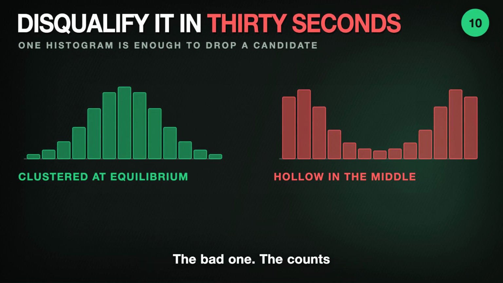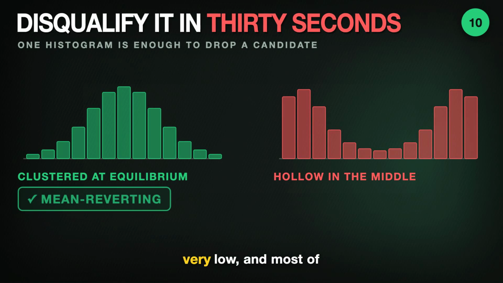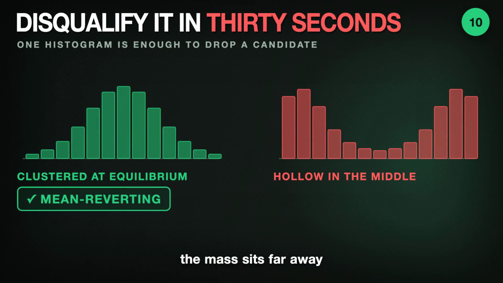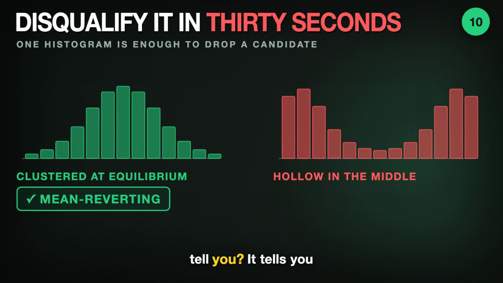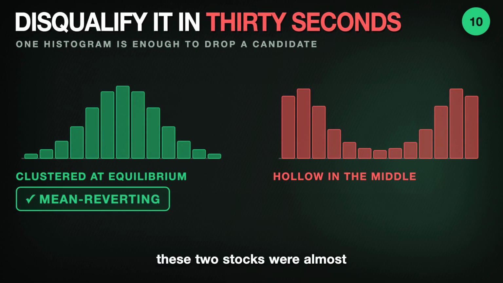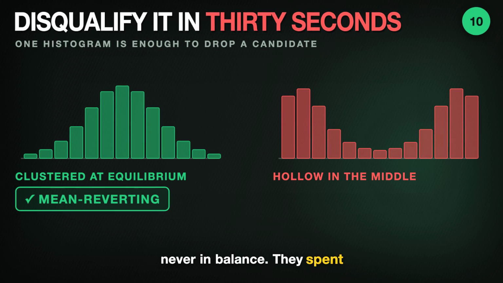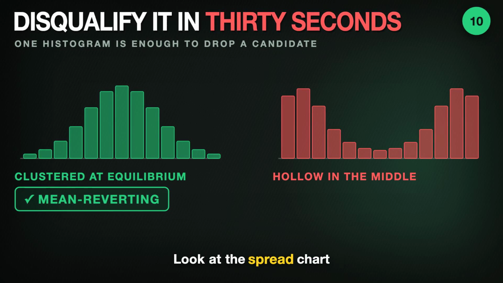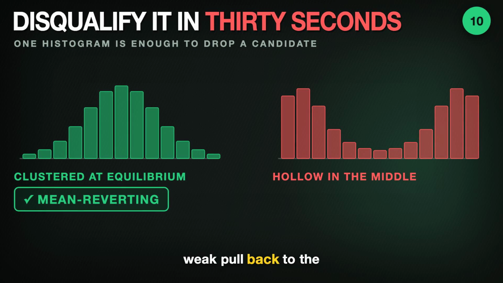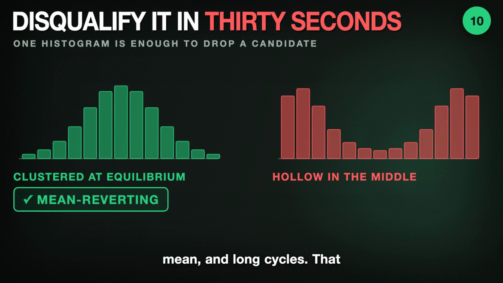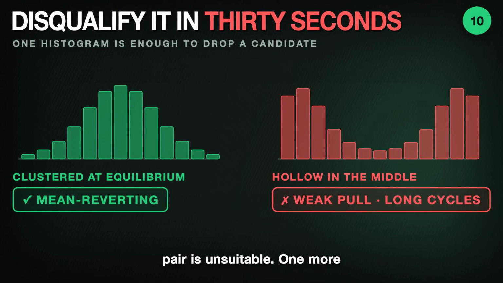The bad one. The counts near the equilibrium point are very low, and most of the mass sits far away from it. What does that tell you? It tells you these 2 stocks were almost never in balance. They spent most of their time apart. Look at the spread chart and you see it. Weak pullback to the mean and long cycles. That pair is unsuitable.